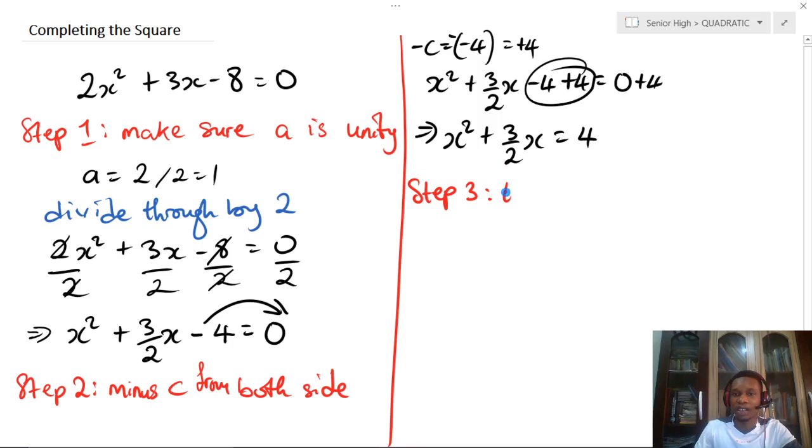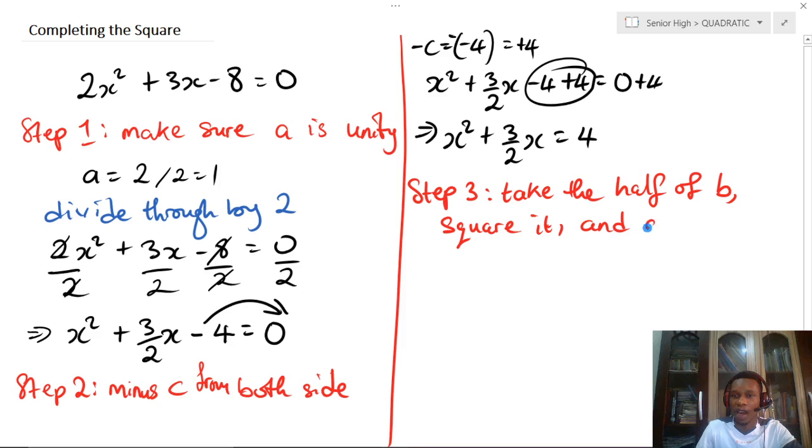You take the half of b, that's the first thing, square it and add to both sides. Now remember, when we say both sides, it means both the left hand side, which is here, and the right hand side, which is here. Okay, so let's do that.